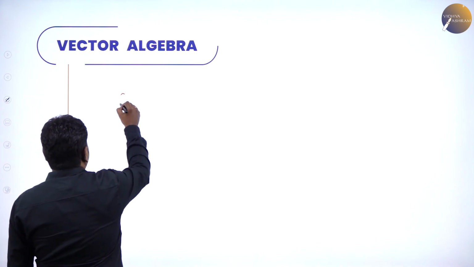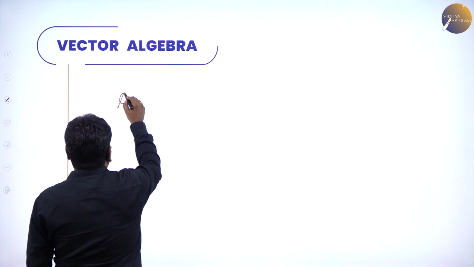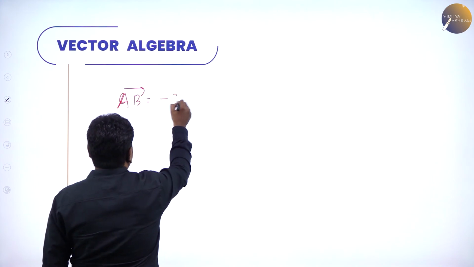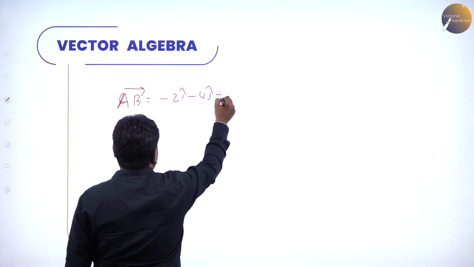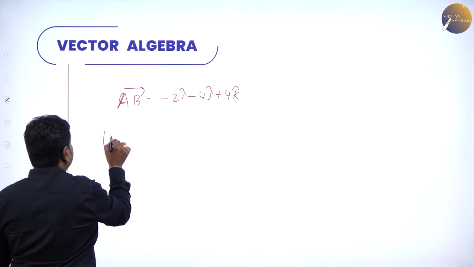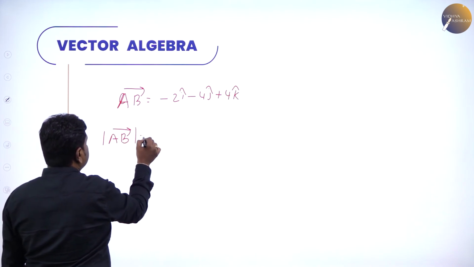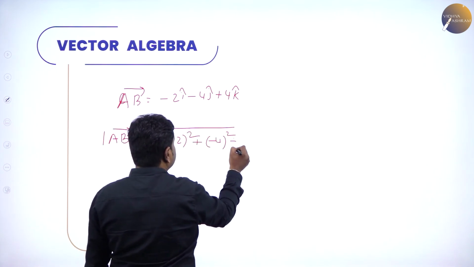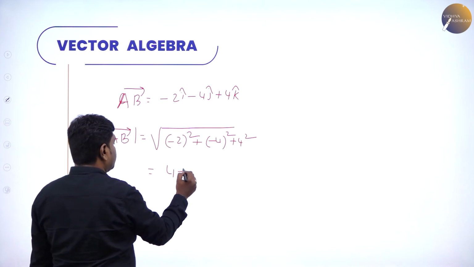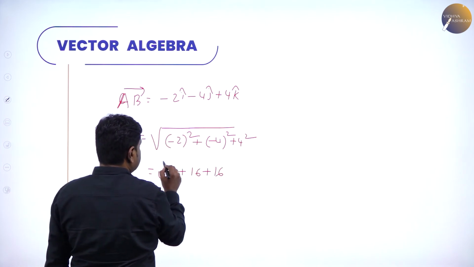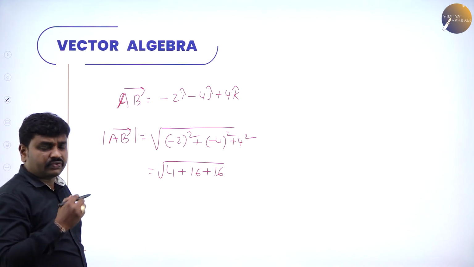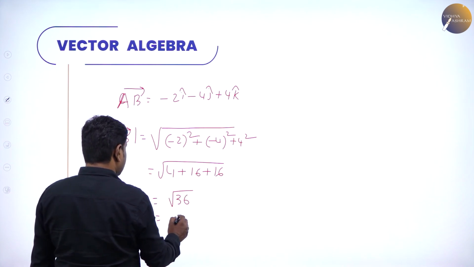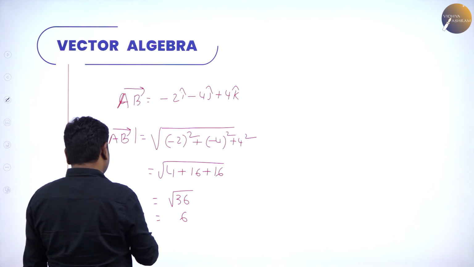So direction cosines means cos alpha, cos beta, cos gamma. Vector AB is minus 2i minus 4j plus 4k. First find the magnitude. What is the magnitude of vector AB? The magnitude of vector AB is root of minus 2 the whole square plus minus 4 the whole square plus 4 square. That is 4 plus 16 plus 16. 16 plus 16 is 32. 32 plus 4 is 36. Root 36 is 6. Magnitude AB you got.